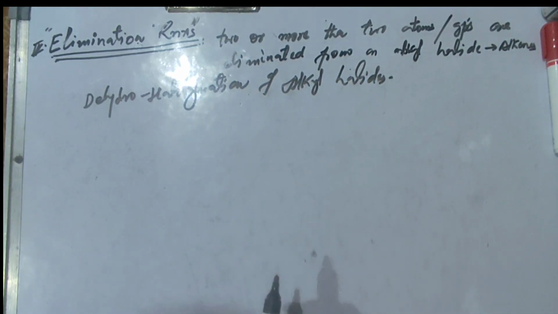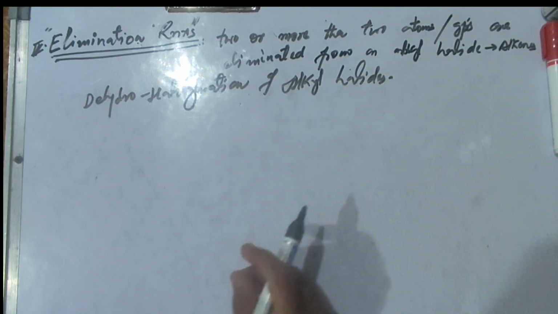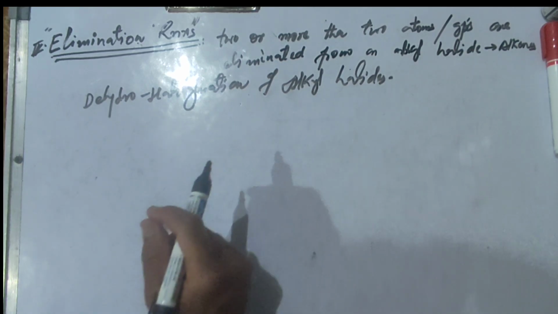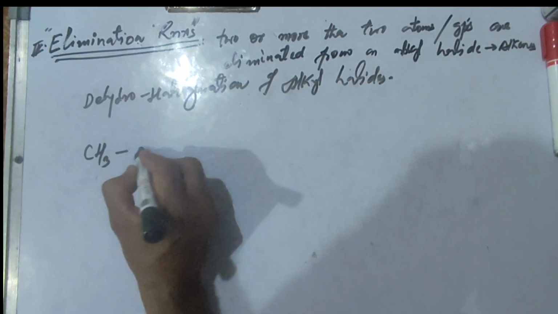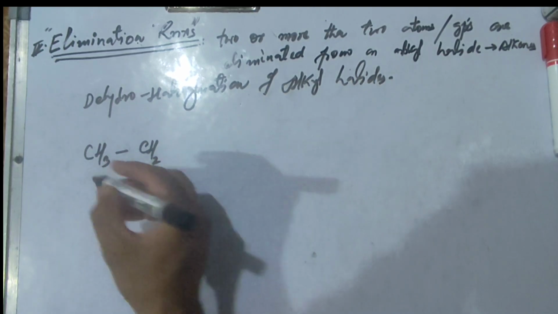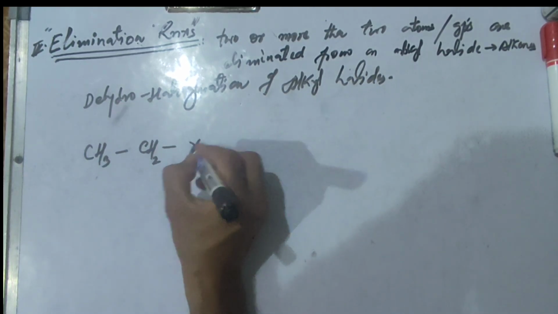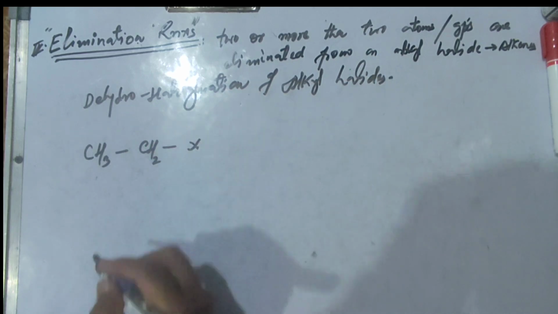See, we have already discussed the nucleophilic substitution reactions of alkyl halides. That is, say any alkyl halide CH3CH2X, where this X is any halide.